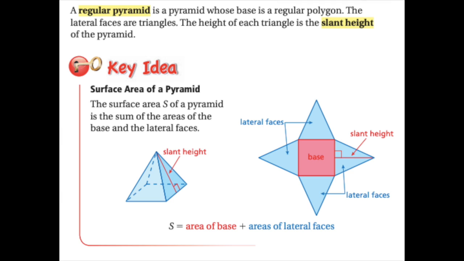So if you see, the formula for surface area of a pyramid is just the area of the base plus the area of the lateral faces. And notice that with this example here, there are 4 triangles, and they're all the same. So if you find the area of one of the triangles, you can just multiply that by 4, getting you the area of the lateral triangular faces. All right, hopefully that all makes sense. And now we're going to look at example 1.